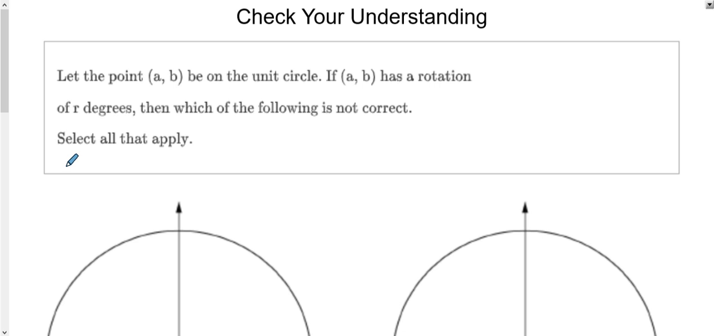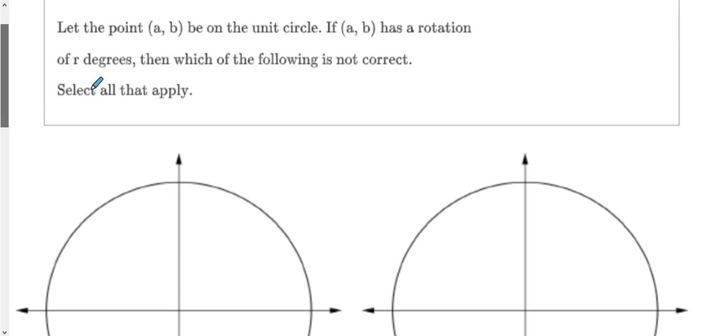So here's an example of what I was talking about. In your check your understanding questions, you have a couple questions that look exactly like this. It says, let the point A, B be on a circle. If A comma B has a rotation of r degrees, then which of the following is not correct? And they want you to select all that apply. First things first, make sure you understand they want you to select the things that are not correct.